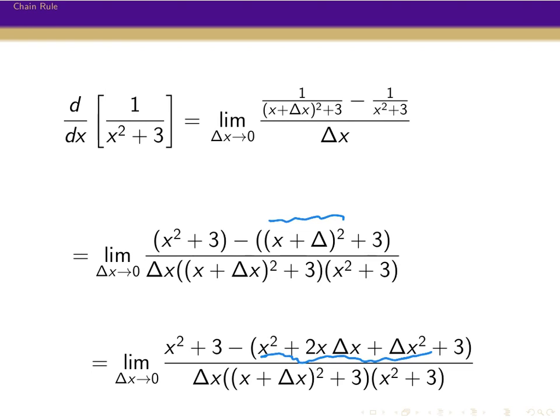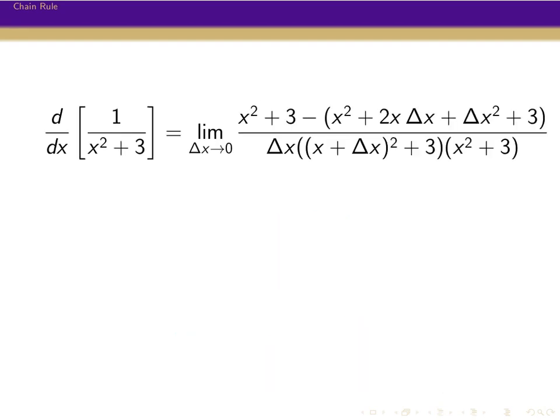Now we can look up top and see what can be canceled. Well, we've got an x squared there, and then a minus x squared there, so x squared minus x squared. Those guys are going to cancel each other off. Then we also have this plus 3, and then minus 3 over there, so they're going to cancel each other off. And so what we're going to be left with on top is 2x delta x plus delta x squared. So I think we go to the next slide.